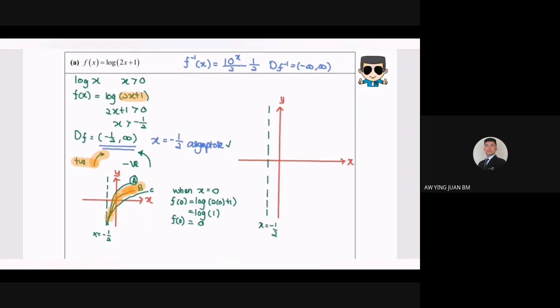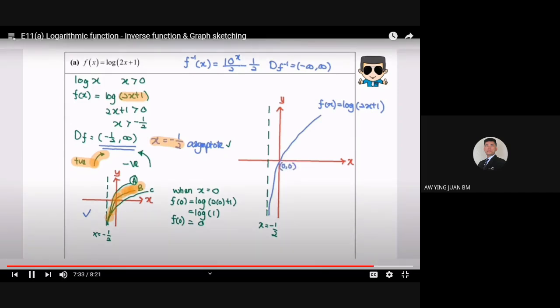Now we are going to sketch the graph. Basically we have the asymptote, where x equals negative 1 over 2. Second, we already know the situation, which is B. So my graph will be something like this. This is the graph f(x) equals log base 10 of (2x plus 1), passing through the origin. So this is how we sketch the graph for the function f(x).